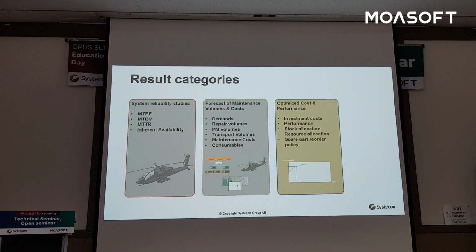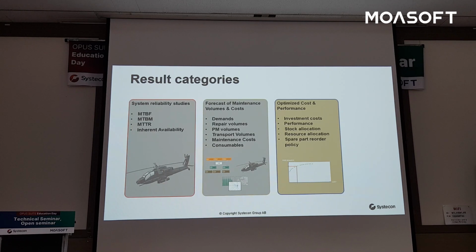And then we can get the optimized cost and performance. I think this is nothing that we haven't said already, but investment costs, of course, how much do we pay for each spare part? What's the performance of the systems? Stock allocation, meaning how many of each part should we store at the different locations. Same thing for resources, and then also reorder policies for spare parts.